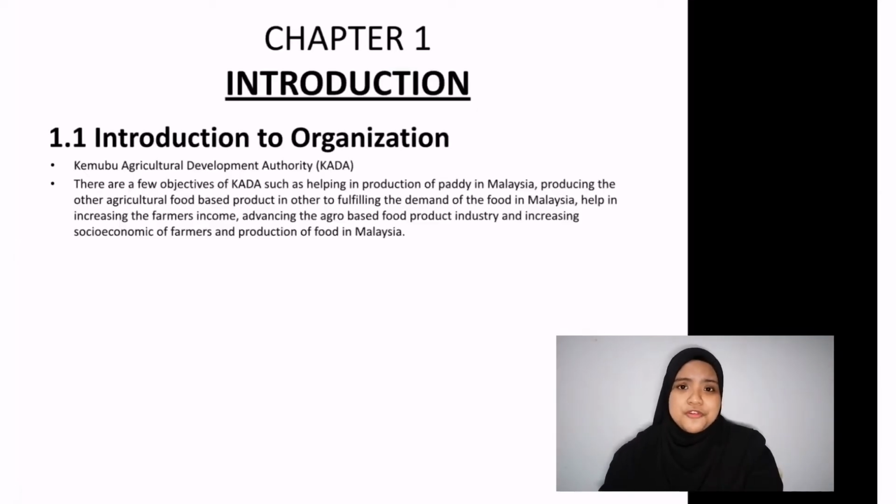For the introduction of the organization, KADA stands for Kemubu Agriculture Development Authority. There are a few objectives of KADA, such as helping in the production of paddy, increasing the social economy of the target group, advancing the agro-based food industry, and increasing the production of food in Malaysia.